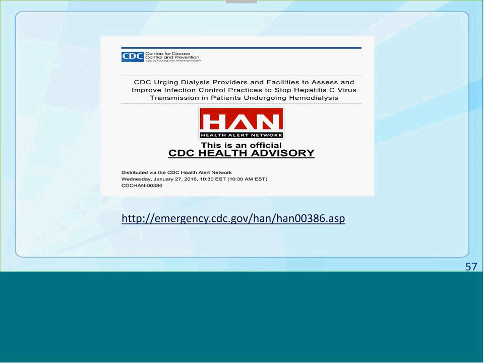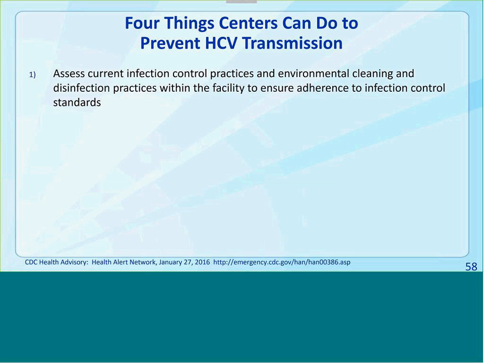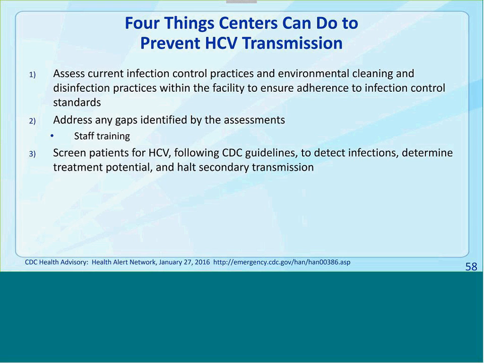A year ago in January, CDC published a Health Advisory urging providers to implement 4 things to prevent HCV transmission. First, assess your current infection control practices and the environmental cleaning. I'm going to talk briefly about the ICAR process, and this is something that can help with this number 1 thing. Then address any gaps. If you identify anything in the ICAR assessment, then that needs to be brought back to the staff members and training needs to happen.